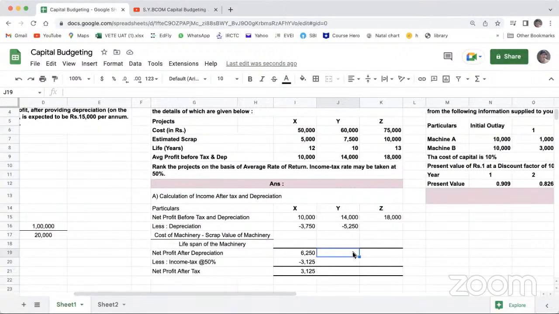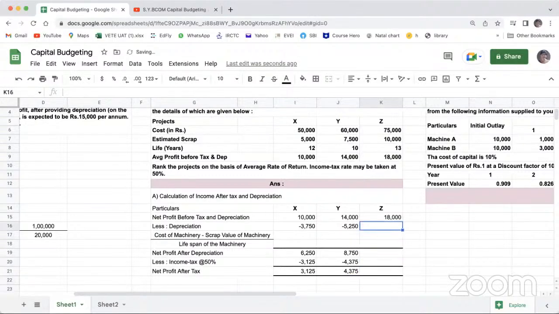Okay. Now tell me how much it is. 8750. Okay. Now again 8750 के ऊपर you find out the tax at a rate of 50%. How much is it? 4375. Okay. So the balance or the net profit after tax will also be 4375.